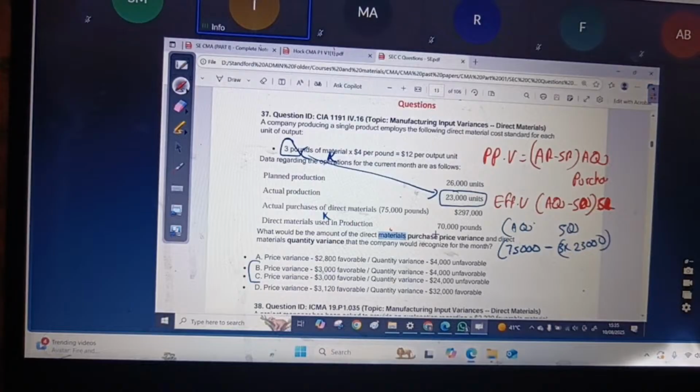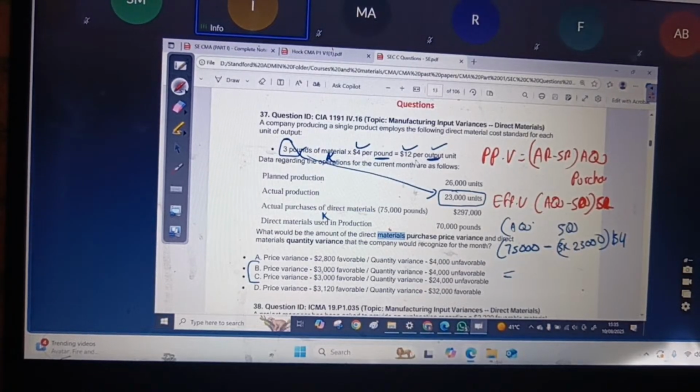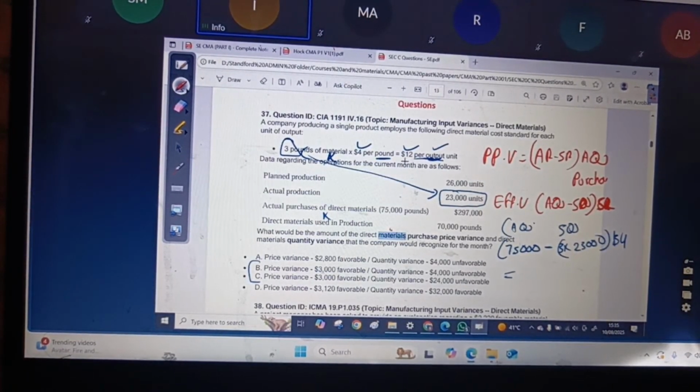What is the standard rate? How is standard rate? This or this? Not that. That is output. 12 per output, no? We need it for input. That is $4. Where is the confusion? Where is the confusion in here? 12 is for per output. We are finding out for input. You have to look only at the input rate.